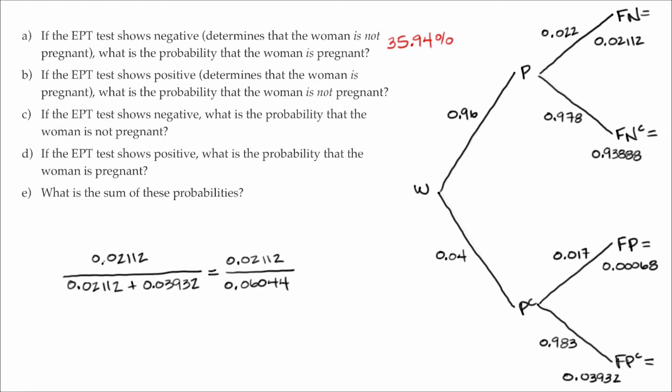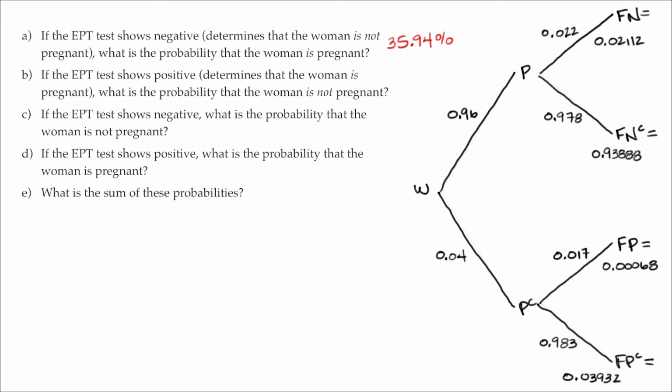For letter B, it says if the EPT test shows positive, in other words, it determines that the woman is pregnant, what is the probability that the woman is not pregnant? So here she is pregnant, and this is not a false negative. In other words, the test confirms it. So that's 0.93888. And here she's not pregnant, but it's showing that she is pregnant. That's 0.00068.